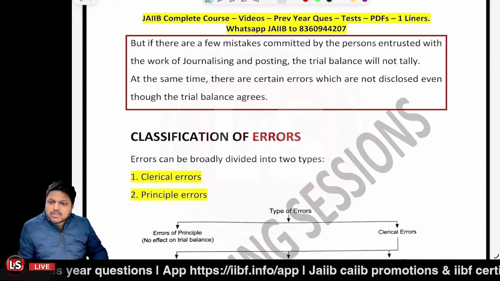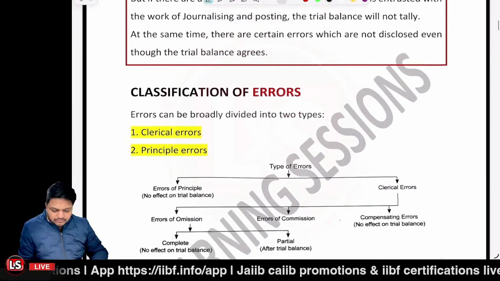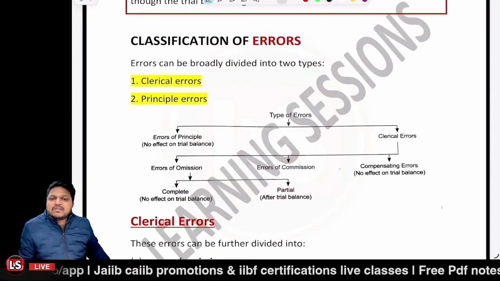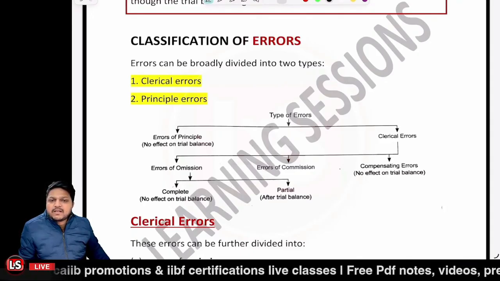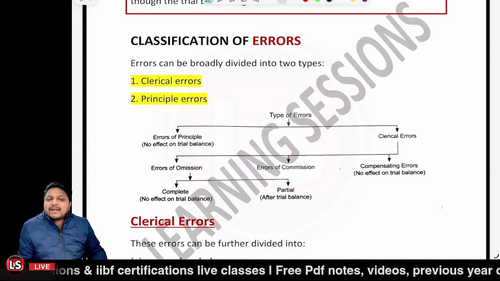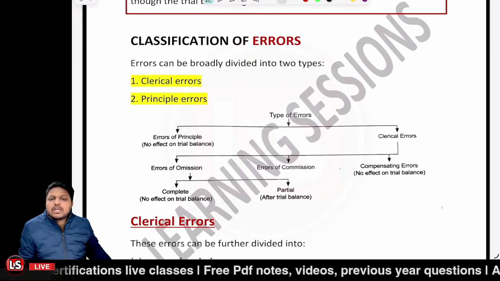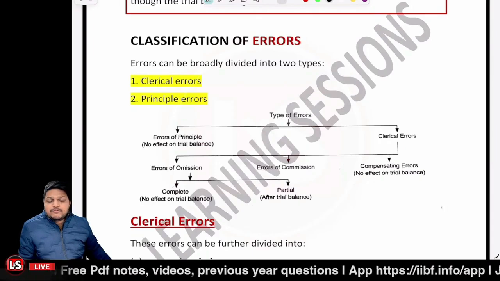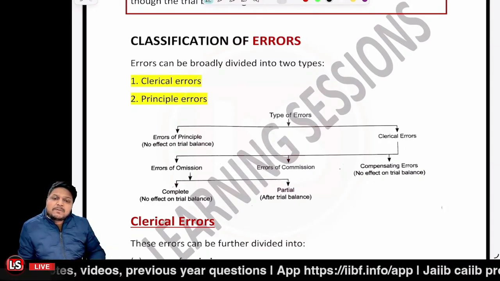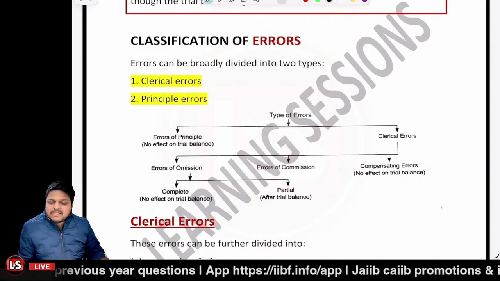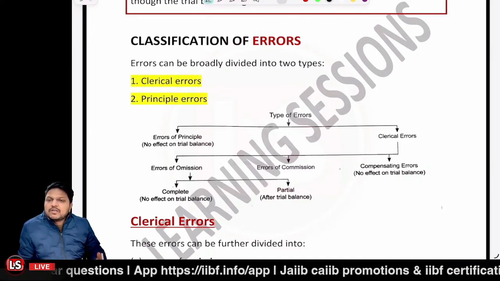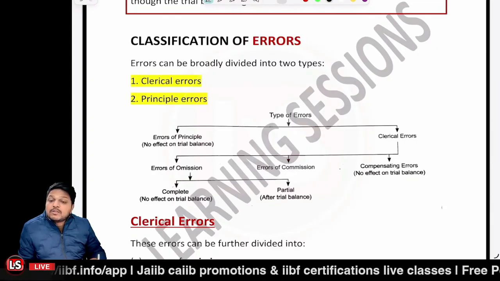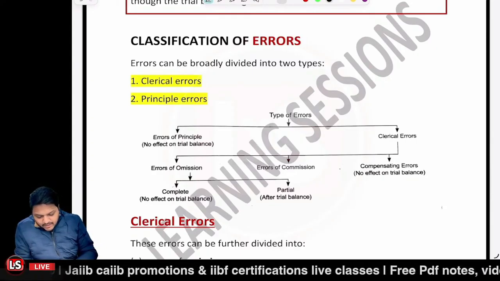Now that leads us to the concept related to errors. We have different types of errors, like the clerical error and the error of principle. When we talk about the error of principle, what does this indicate? When you are not observing the accounting principles correctly, not recognizing the basic principles of accounting, that would be the error of principle.